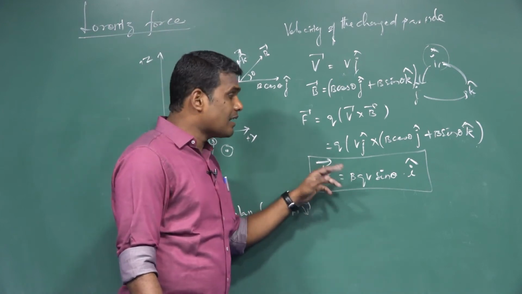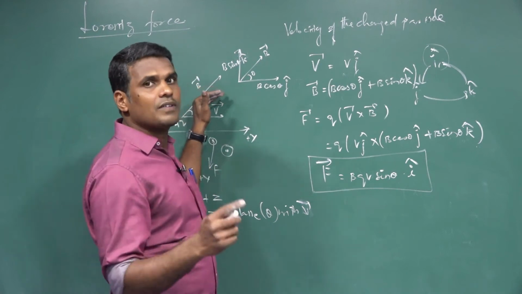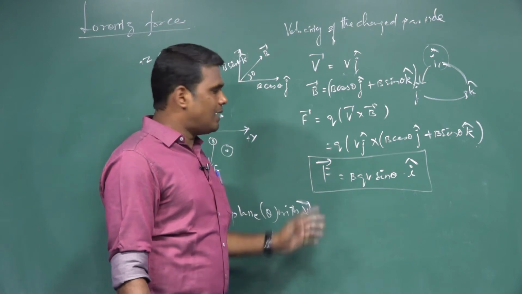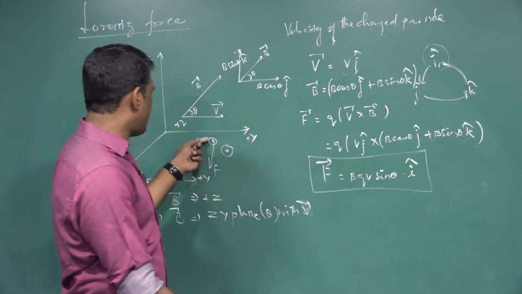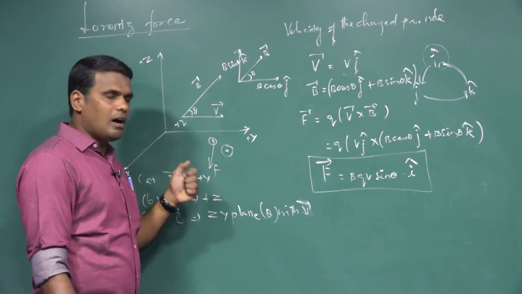If it is making an angle of 30 degree with respect to the magnetic field, or magnetic field is making an angle of 30 degree with respect to velocity, then half of BQV. What is the direction? Once again, force acts perpendicular to the plane of the board outwards.